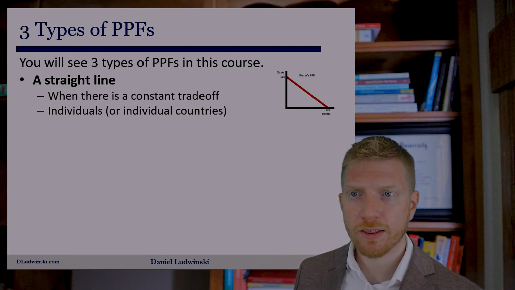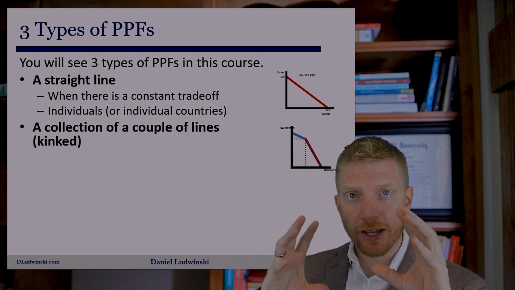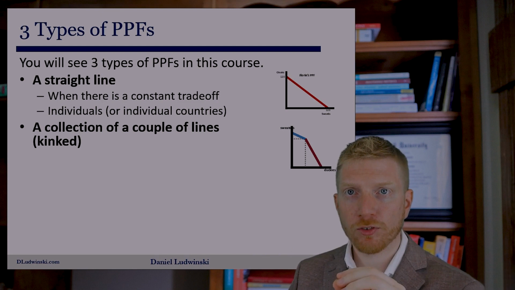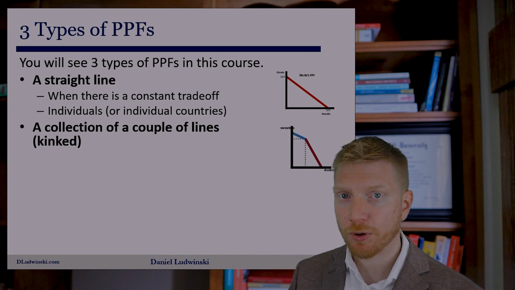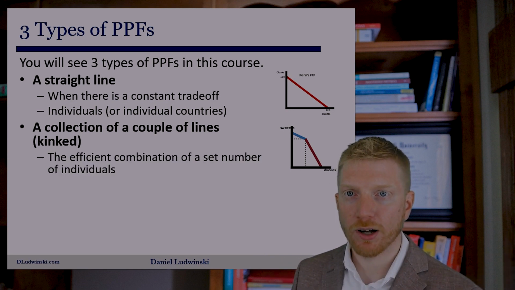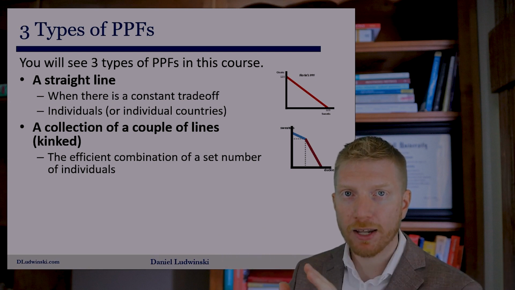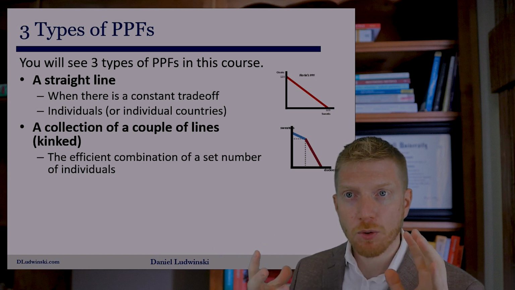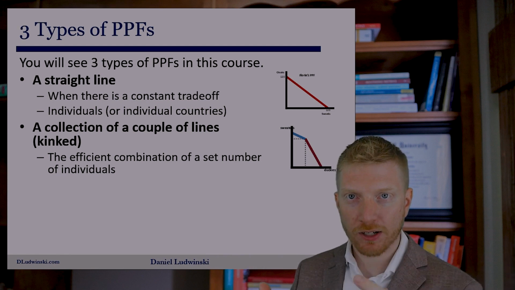The second way that you'll see a PPF represented is where there's a collection of a couple of different lines with different slope. We saw this in the earlier video when we were talking about combining Burton-Erny's production. This is the efficient combination of a set number of individuals together. And you'll use this when you can know who those individuals are or know how many there are, and you're doing that combination discretely.